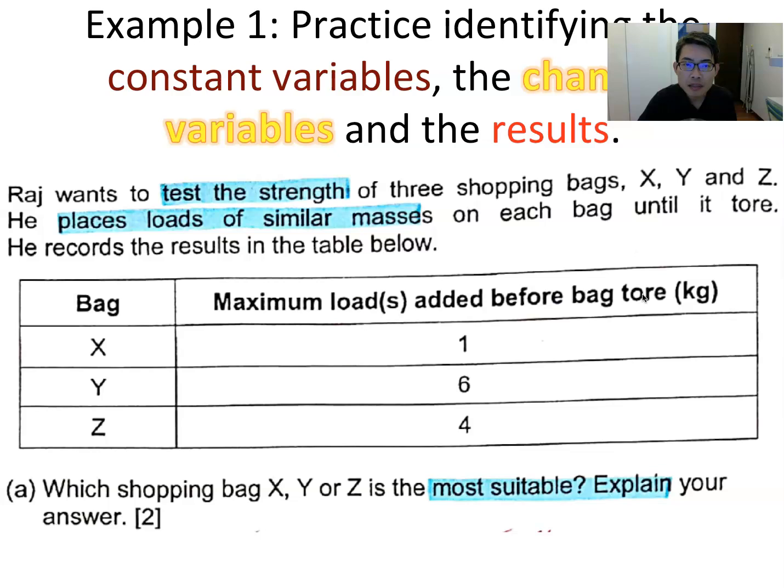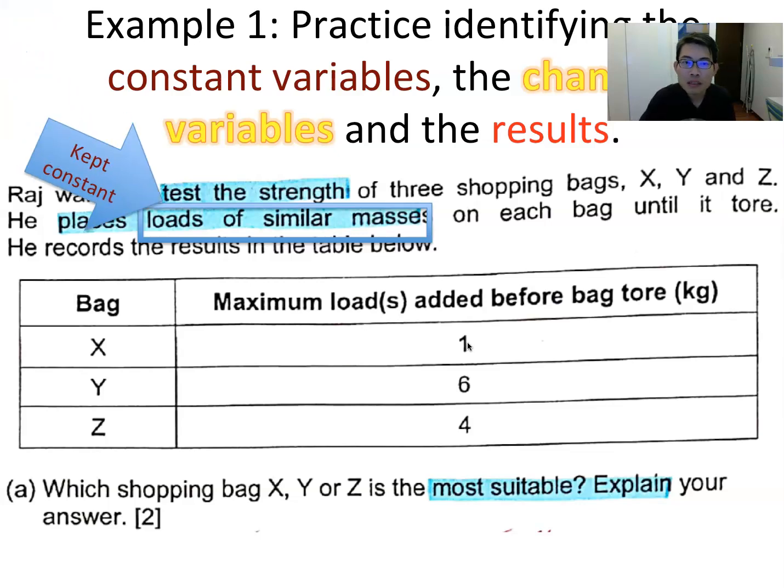Where are the constant variables? Now, notice the loads are of similar masses. So when we compare here, 1 load definitely has fewer kilograms than 4 loads. 6 loads will have more kilograms than 1. So these are loads of similar masses, and I'll presume here each load is equivalent to 1 kilogram. So that will be the constant variable.